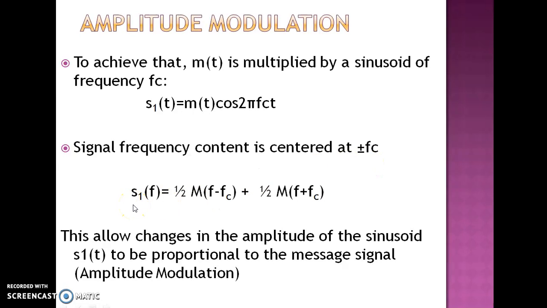So here S1(f) will be equal to 1 by 2 M(f minus Fc) plus 1 by 2 M(f plus Fc). This allows changes in the amplitude of the sinusoid S1(t) to be proportional to the message signal.